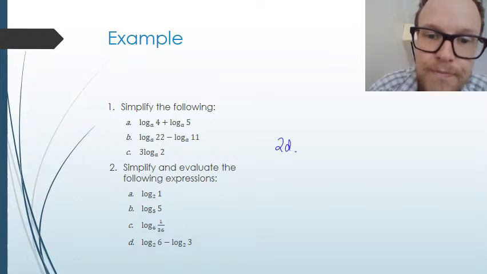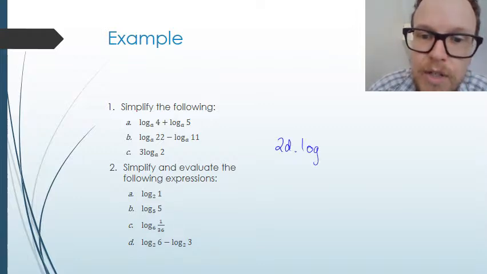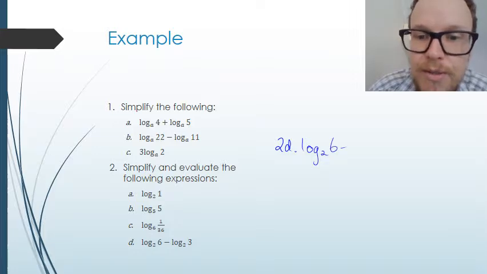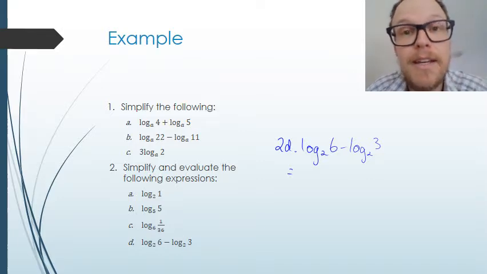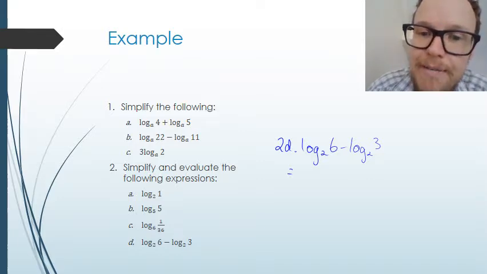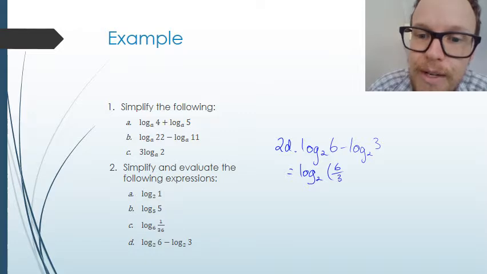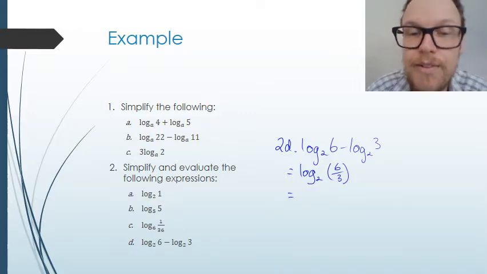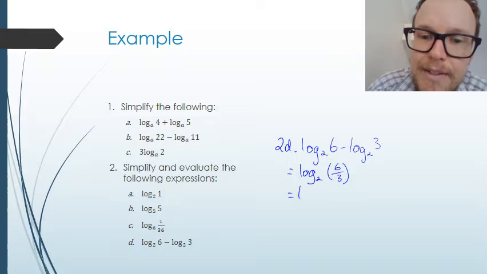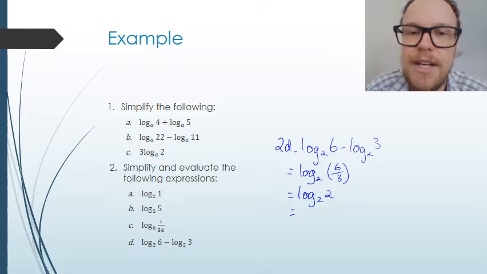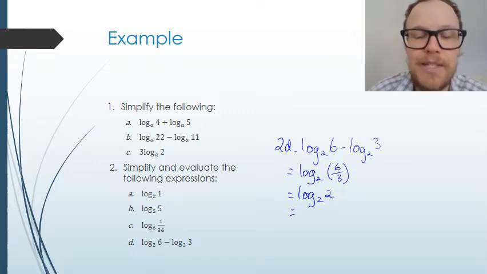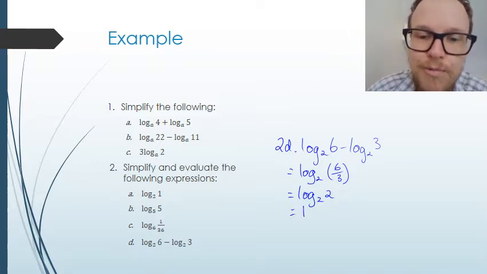Question 2d, we've got log to the base 2 of 6 minus log to the base 2 of 3. We can simplify using the second log law, and because they're the same base, this will be log to the base 2 of 6 over 3. This simplifies to log to the base 2 of 2, and because it's the same base and the same value that we're taking the log of, that's going to be equal to 1.